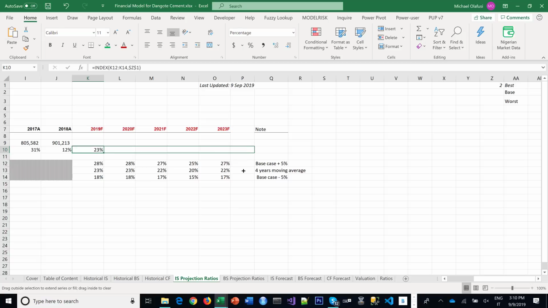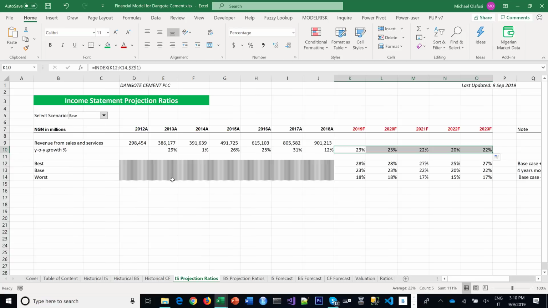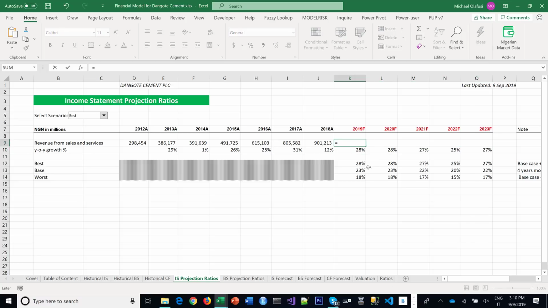When I drag this, that's how it will work. So if you go here and change the scenario used, if I change it to best case, you'll see the figures change, right? So that's that. And so if I have the forecast for the year ahead, I can calculate what the actual value will be, which is equal to last year times the growth plus 1.